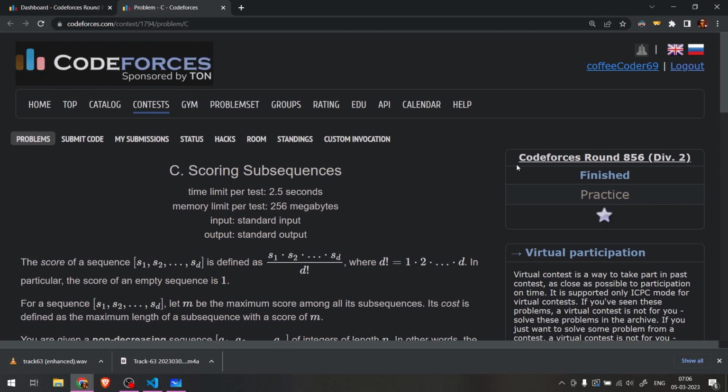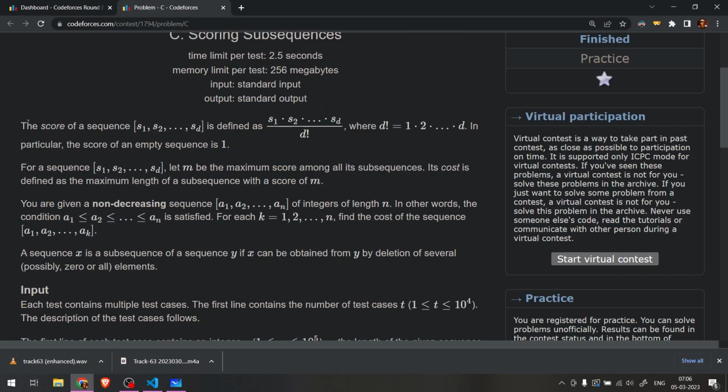Today we are looking at Codeforces Round 856, Problem C, Scoring Subsequences. So we are given a sequence, basically an array, and the score of the sequence is the product of all the elements in that sequence divided by the factorial of the length of the sequence. So S1 into S2 into S3 all the way up to SD by 1 into 2 into 3 into 4 all the way up to D.